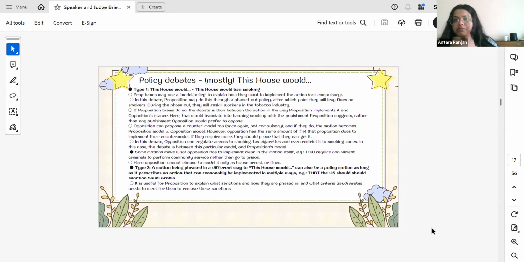So the first kind of policy debate, side government gives a model, they give a policy, they tell us how this is going to be implemented, right? How does this happen? And they have to make it clear how it will occur, how this law is going to be passed.